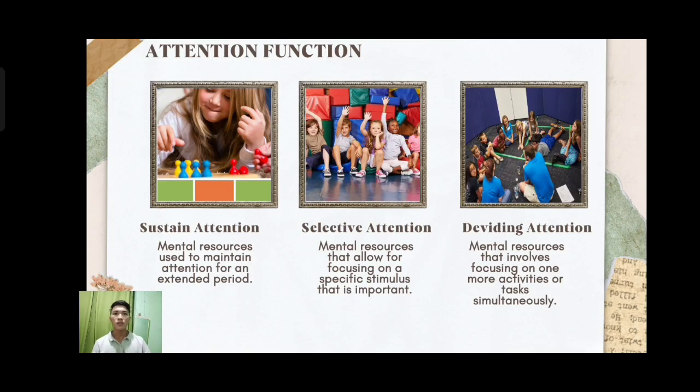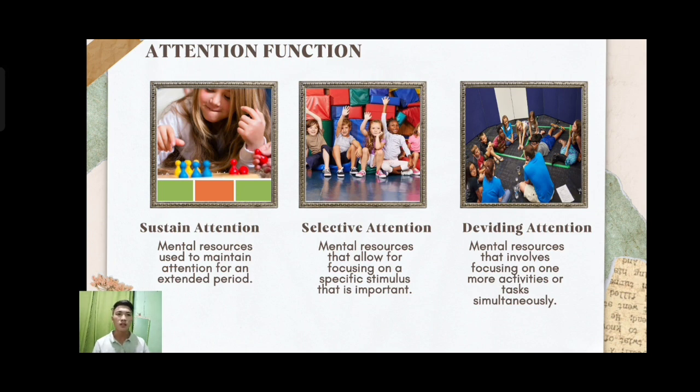The second factor is the attention function. It is classified into three classifications. The first one is sustained attention. Sustained attention is a mental resource used to maintain attention for an extended period. Take for example, if you make an assignment and you start at 3 p.m. and you finish it later, you didn't notice that time passed because you sustained your focus on a certain activity or task. This is one example of sustained attention.